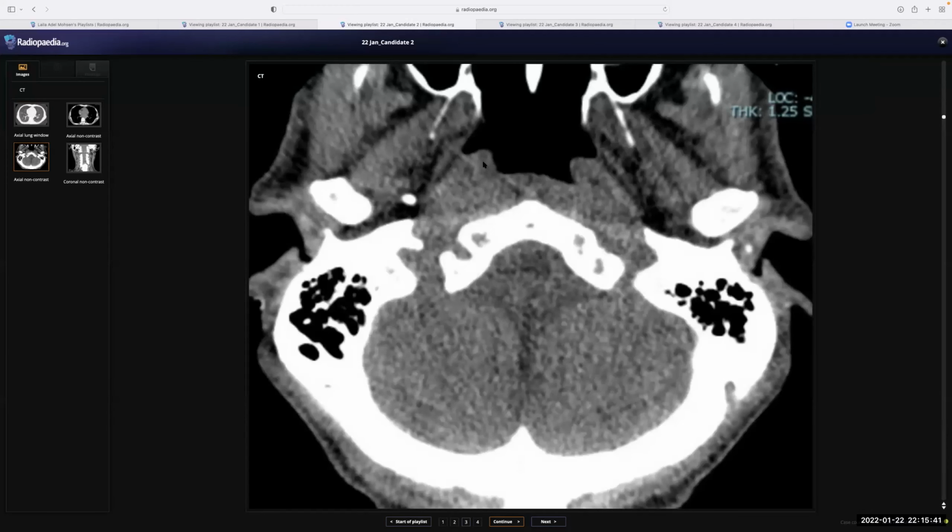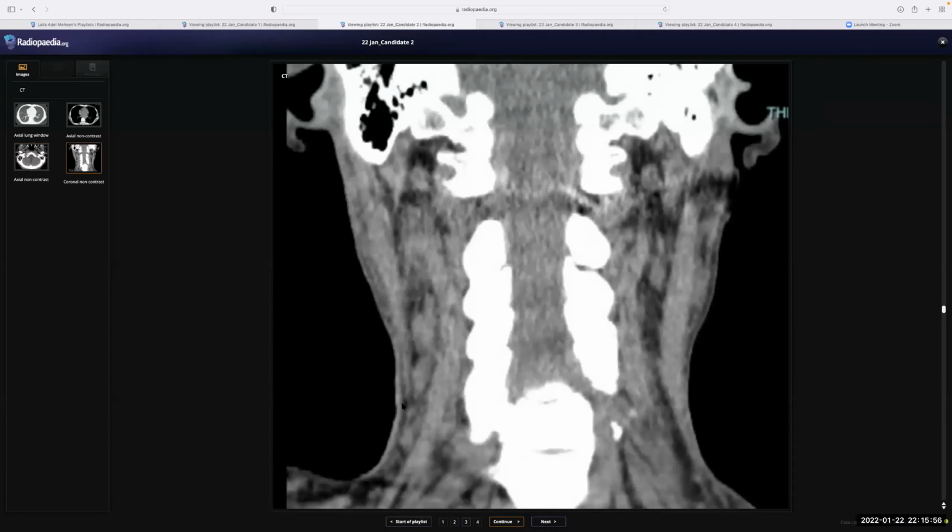He had obliteration of the right fossa of Rosenmuller, which is the common location for nasopharyngeal carcinoma. You are right, there is significant asymmetry between both sides, and even the fat planes here are completely asymmetrical. Yes, yes. And the lymph nodes.